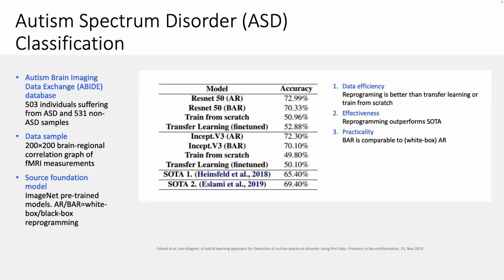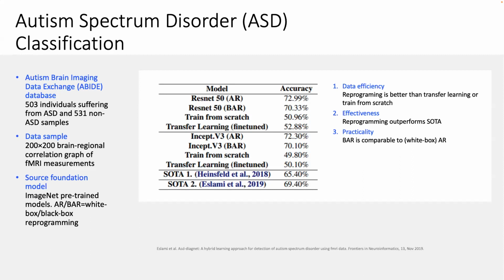Okay, so I'm going to quickly show you some examples. This is the autism spectrum disorder classification I keep mentioning. This is an image of a brain correlation graph of about 1,000 patients. We have a binary class, ASD and non-ASD, and each class has roughly 500 samples only. Then we consider reprogramming using ResNet or InceptionNet pre-trained models.